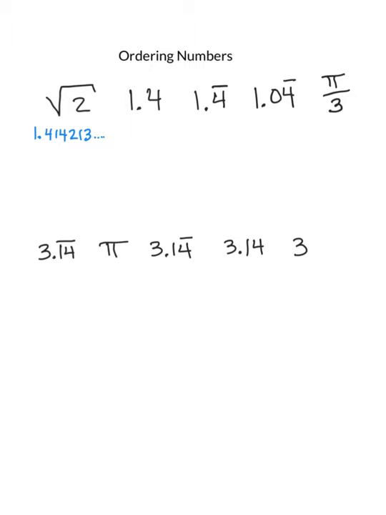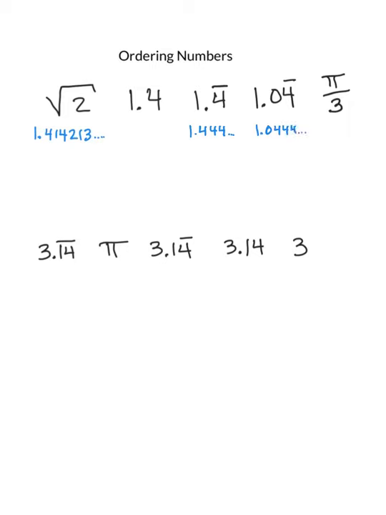1.4 is just 1.4. And then if we look at it, now we have 1.4 repeated. So remember that number is going to be 1.444, and it keeps on going. The next one is 1.0444, keeps on going on.